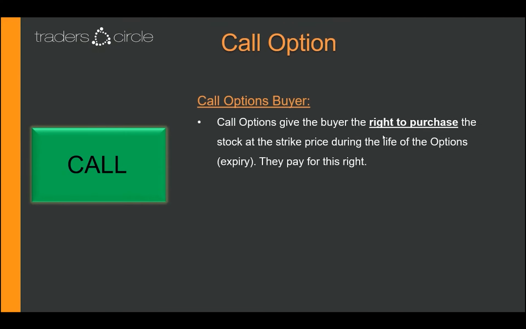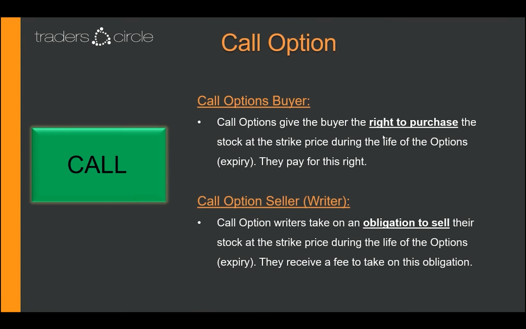A call option is an agreement between two parties, and it gives the buyer the right to purchase the stock at the strike price during the life of the option. And they pay for that right. I'm going to run through examples, right? The seller of a call option therefore takes an obligation to sell their stock at the strike price during the life of the option. But because they're taking on that obligation, they're now receiving a fee.